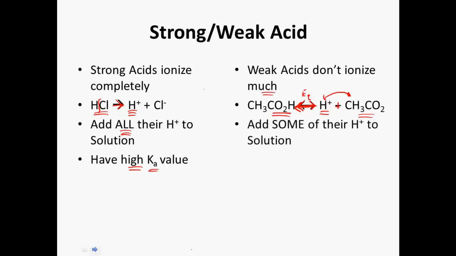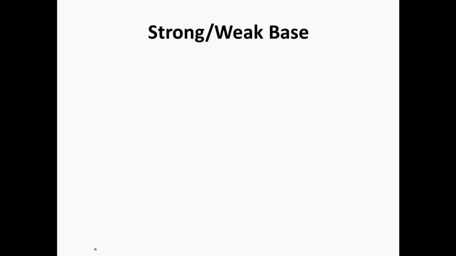So what we're looking at here is that they add some of their H pluses to solution, but not all, definitely not all. And as a result, they are characterized by having a low dissociation value. So if we look at the dissociation constants, high constants indicate you have a strong acid and lots of dissociation. Low dissociation constants, you're going to have a low value for little dissociation.